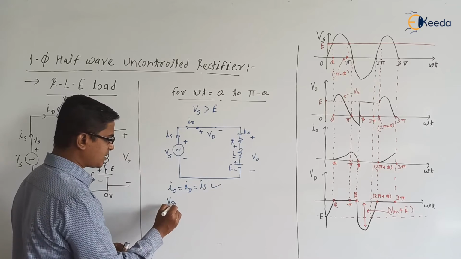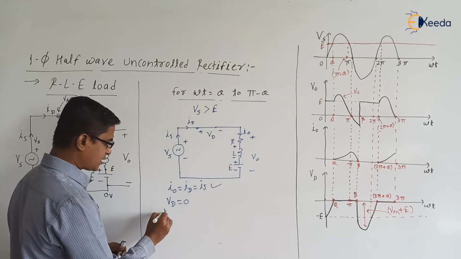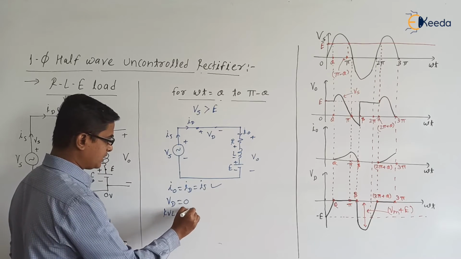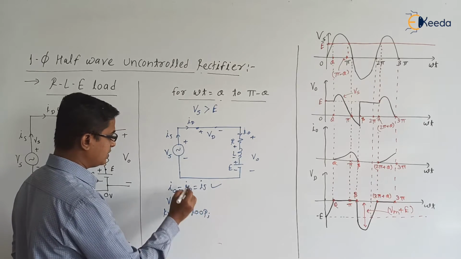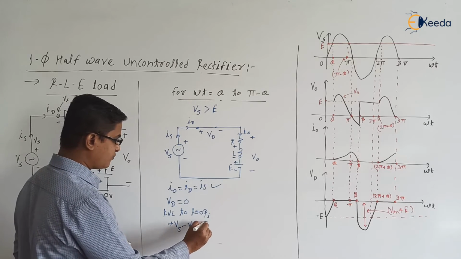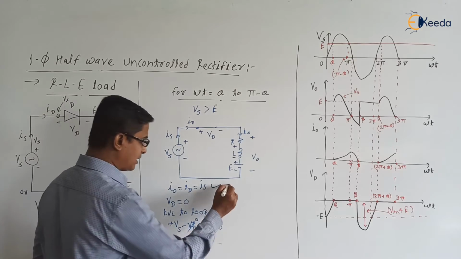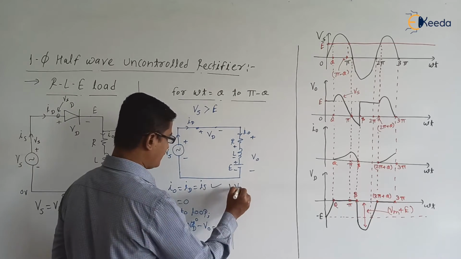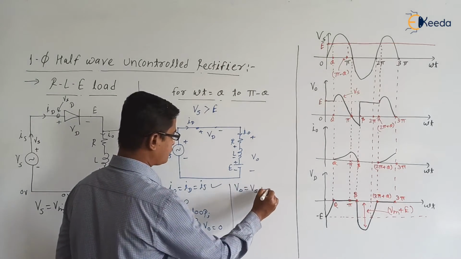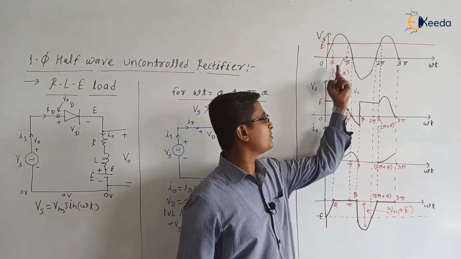The diode is acting as a short circuit, so Vd is equal to 0 volt, right? Next, can we apply KVL? Yes, KVL to the loop. So we can write it as plus Vs minus Vd minus V0 is equal to 0. Vd is 0, so can we write V0 is equal to Vs, right? So V0 is the same as the supply voltage.